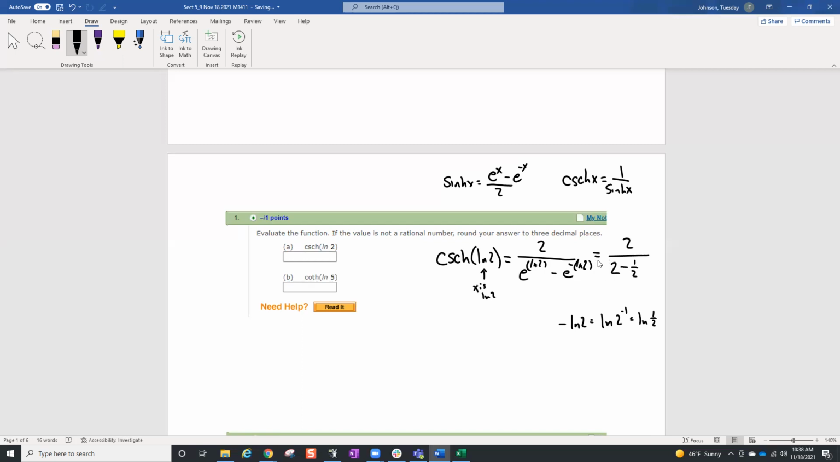Okay, now we need to do this. 2 minus 1/2, that's 1.5. This becomes 2 divided by 3/2, which equals 2 times 2/3, which is 4/3. I'm going to put this in a little box as an aside, and this is our answer.